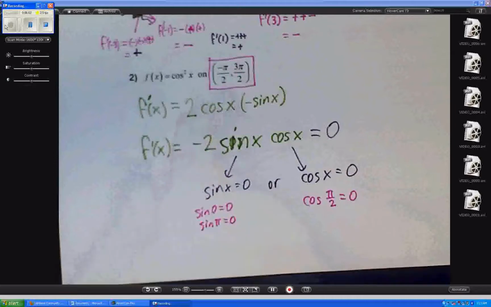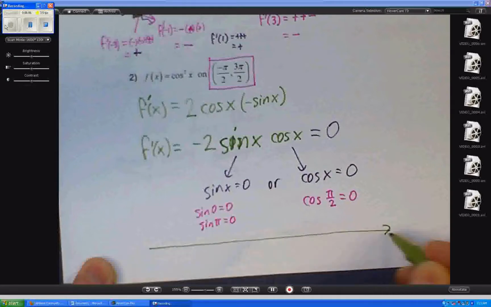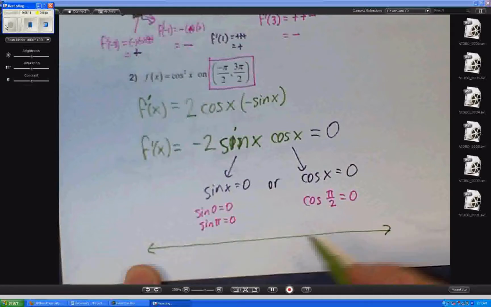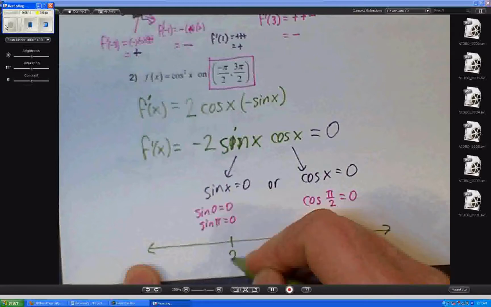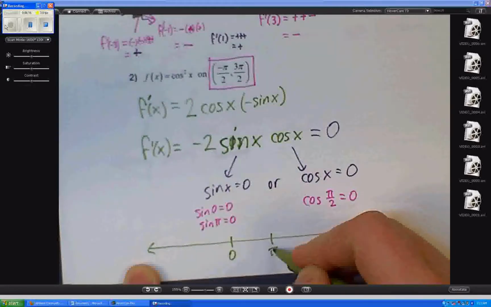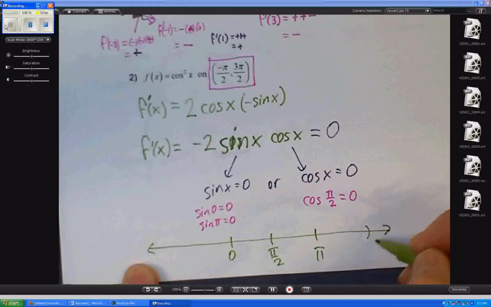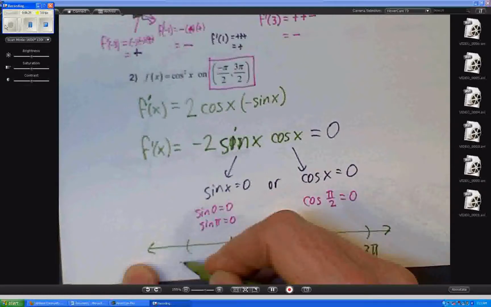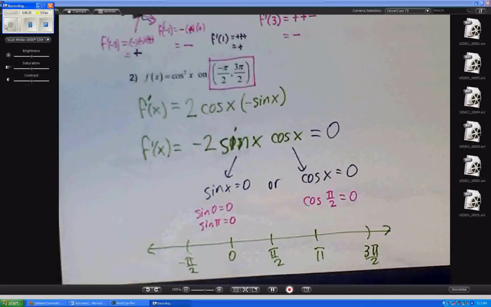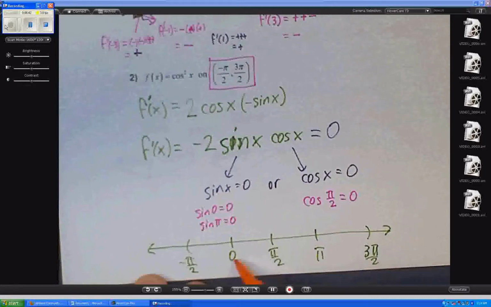So when I go to do my sign diagram, okay, I guess what I look at is I look at places, like 0, pi over 2, and pi. Okay? And I know I'm going all the way out to 3 pi over 2, and I'm going all the way to negative pi over 2. But now it's just a matter of putting things in that are in between these values. And by the way, this actually isn't too bad, because when you're thinking about 0 and pi over 2, which quadrant am I in?